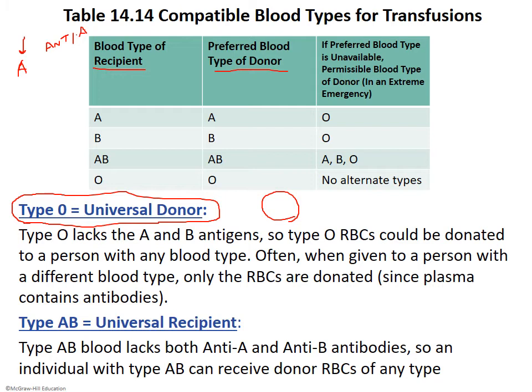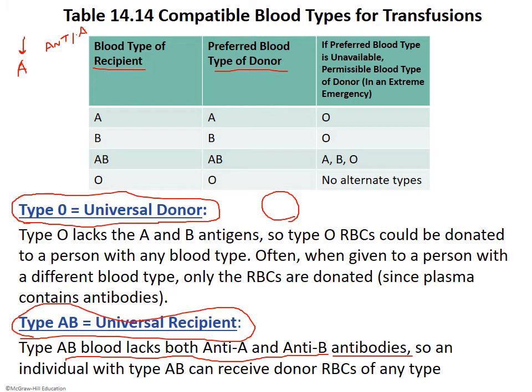Now, if I work through that, I go down to AB. Since I am AB, that means I'm not missing either one of the antigens, so I do not have any antibodies. So therefore, there is no antigen that I could receive that would send a trigger. So type AB is called the universal recipient, because type AB does not have either an anti-A or an anti-B antibody. Therefore, anything can go in it.